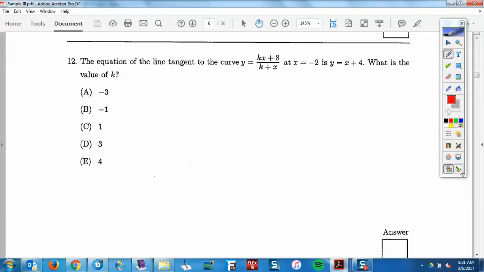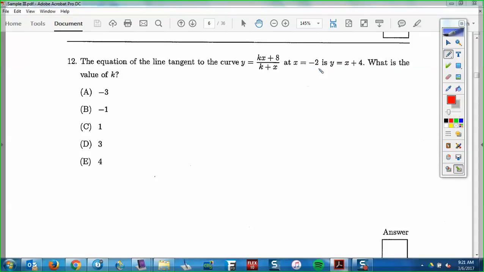The equation of the line tangent to the curve at x equals -2 is y equals x plus 4. What is the value of k? Equation of the line tangent to the curve. As soon as you read that, what comes to mind? There should be several things. Derivative, because that's slope. What else comes to mind? How do you write the equation of a tangent line?